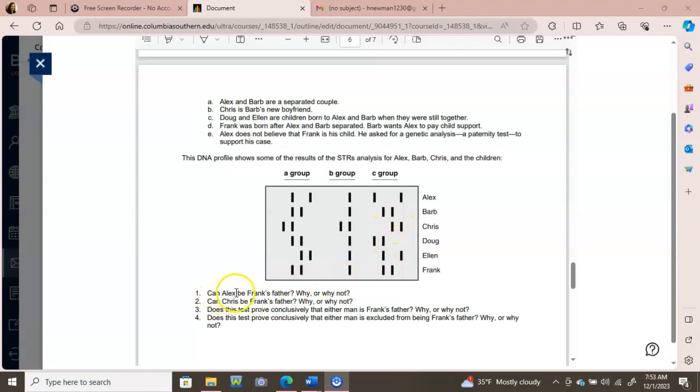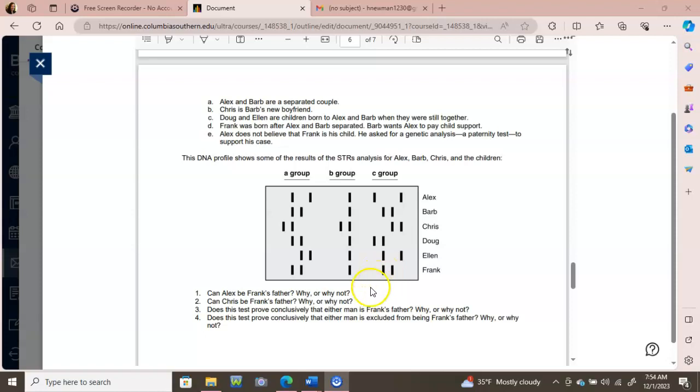So can Alex be Frank's father? Why or why not? It looks like Alex is not Frank's father, just going by this C group loci, because he doesn't have either of these alleles or copies. Could Chris be Frank's father? Possibly. He definitely has the right combination of alleles to give rise to what we're seeing with Frank.